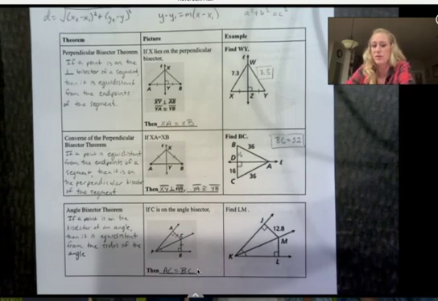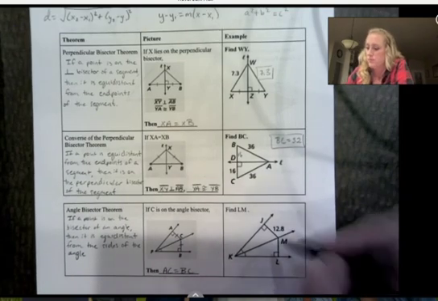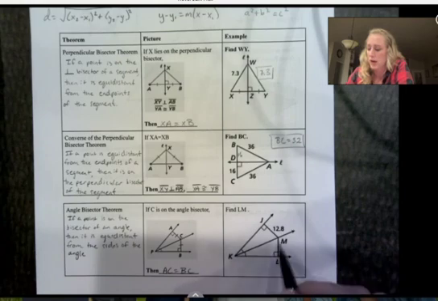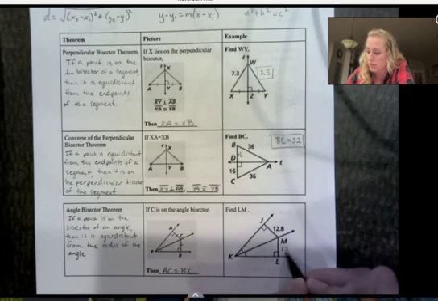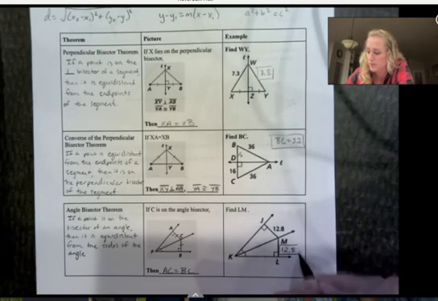Okay, so using that theorem, this is an angle bisector, so M is on that angle bisector, meaning it's the same distance away from this side as it is from this side. So MJ is the same as ML, so ML or LM must also be 12.8.